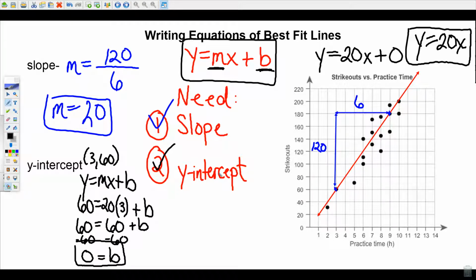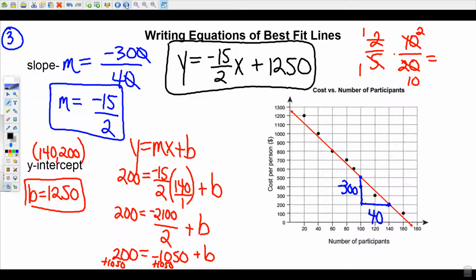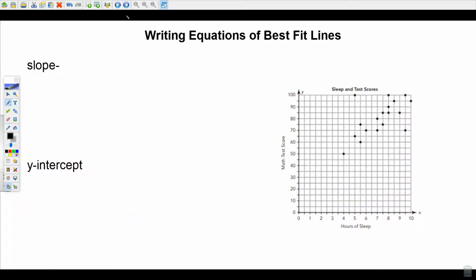And then we find the y-intercept, where we use y equals mx plus b kind of as a formula. We'll substitute our slope for m, and then we'll substitute the x and y coordinates of one of the points on our line for x and y, and then solve for b. And then once we have m and b, we should check and make sure that those two things make sense for the data and for the best fit line, and then we can write our equation in slope intercept form. So all of these are ones that we did together in class. I want to look at a couple more.